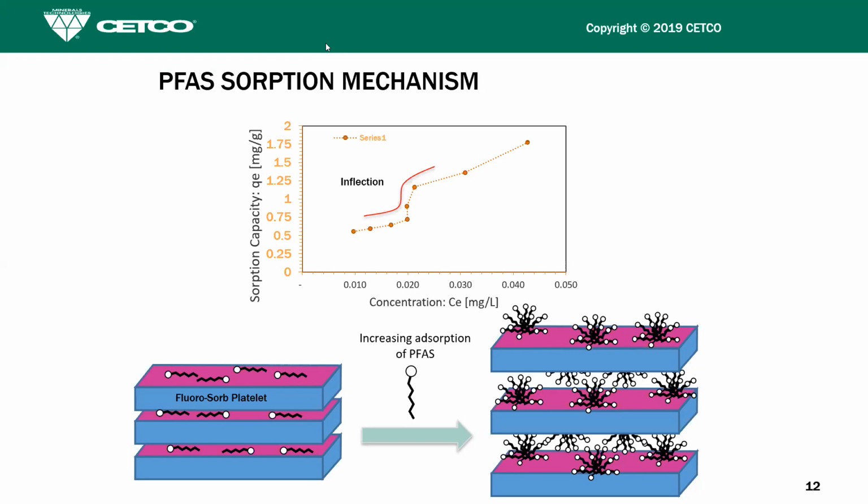And we know that PFAS is attracted to itself with the attraction between the tail and the head. So we get a layering effect. And we can really pack a whole lot of PFAS onto our product.